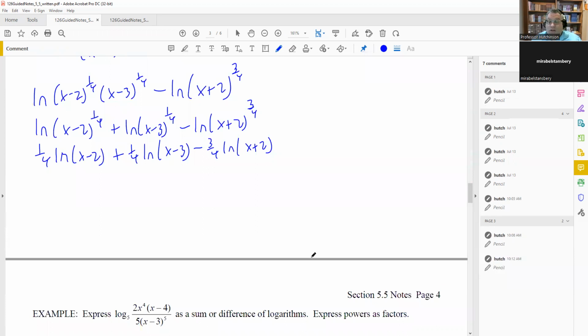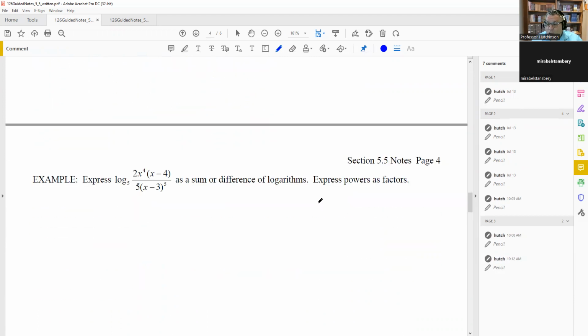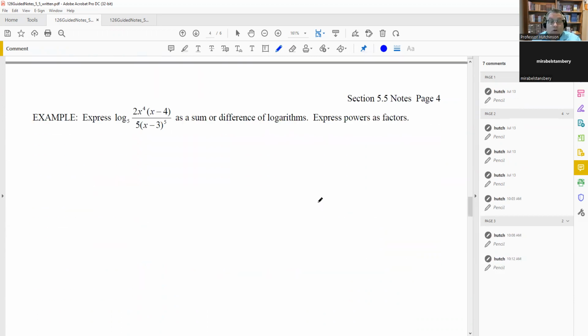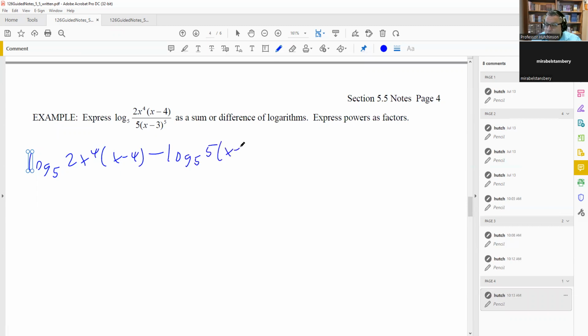Okay, so this next one is probably the hardest of this type that you'll see of this kind of problem. This one has a bunch of different things going on, and there's a couple different properties that we'll be using here as well. So first thing, there's no roots to deal with here, so we can just immediately go into turning the division into subtraction. So I have log 5 of 2x to the 4th, x minus 4 minus log 5 of 5x minus 3 to the 5th power.